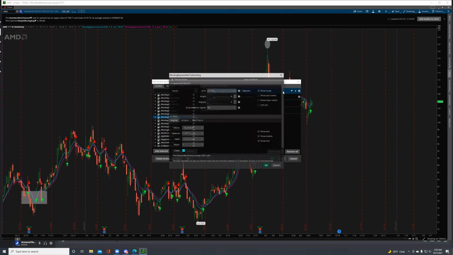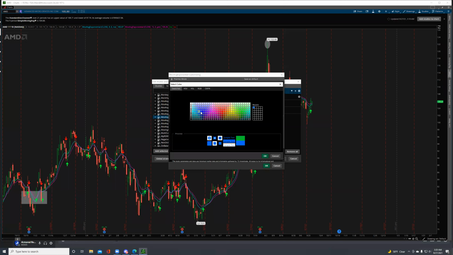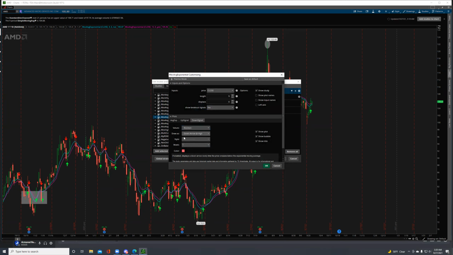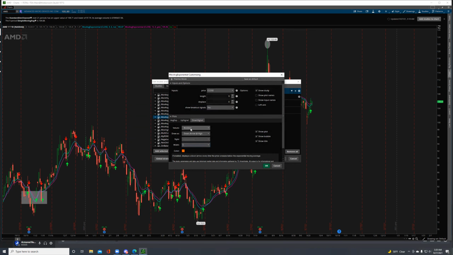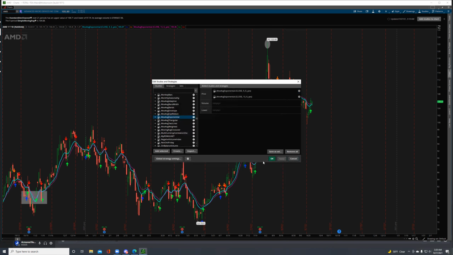All right, and now we're going to put in a yes. We'll leave it at 9. We'll leave it blue. Up signal is going to be, what color did we say? Blue. Okay, 5. Down is going to be orange. Five. We'll give it a 2 width so it's not so scrawny looking. And yes, okay, apply.